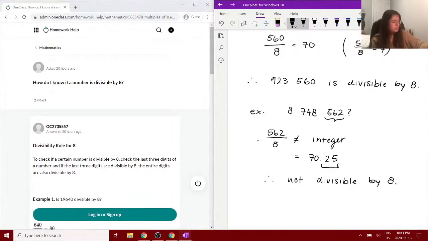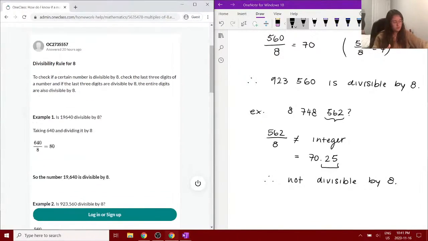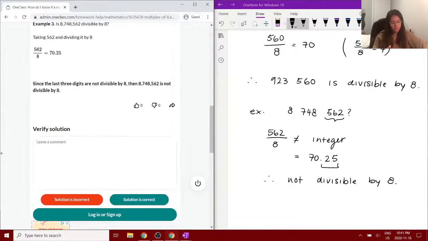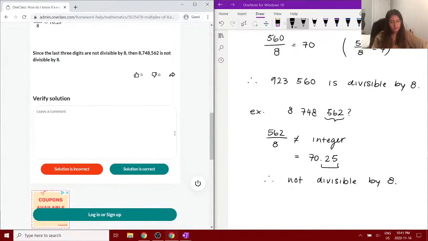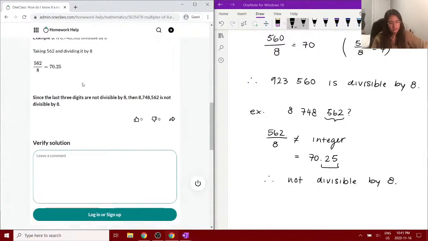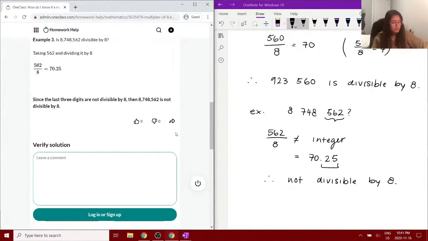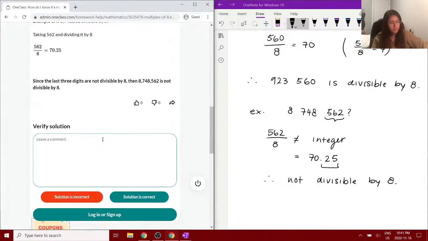All right. The solution. And you see the last 3 digits are not divisible by 8, so therefore the entire number would not be divisible by 8. Correct solution. And that's all we have for today.